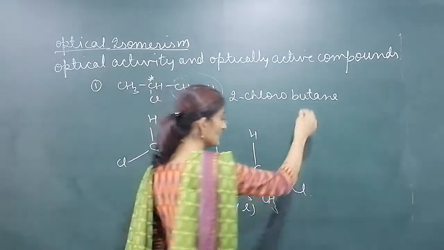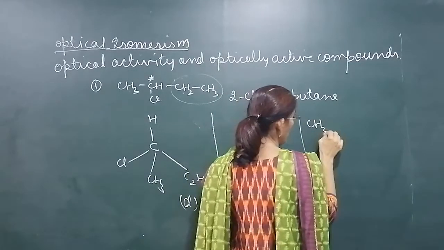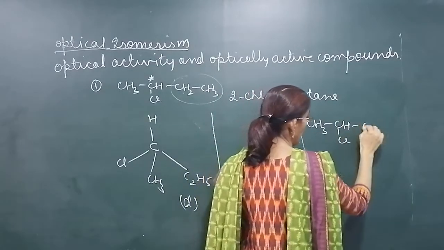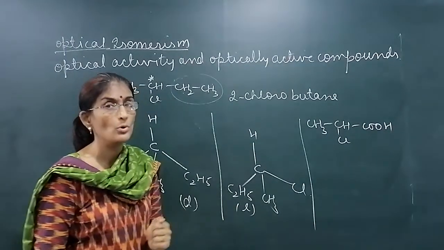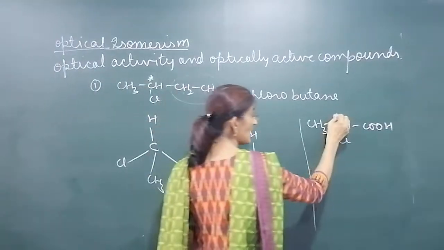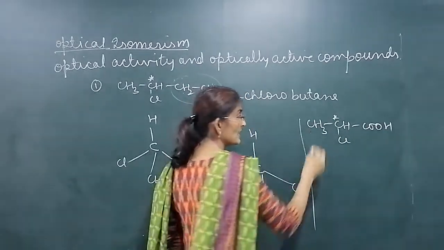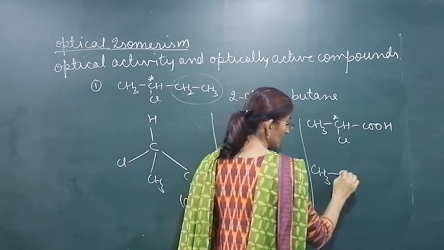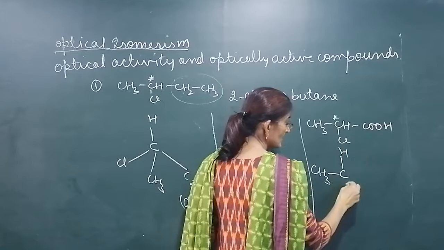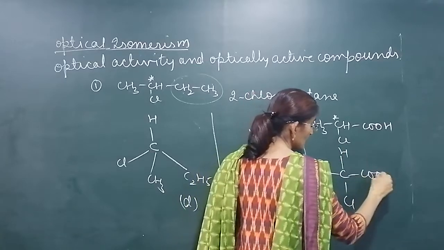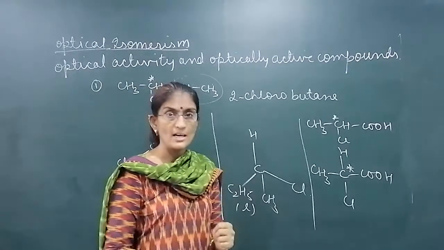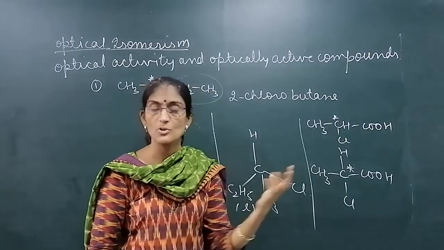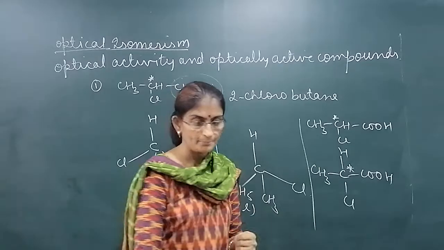Okay, second example, 2-chloropropanoic acid. It is optically active. How do we know? All the 4 valencies to this carbon are different. One is methyl, another one is hydrogen, next is chloro, and here it is COOH. This is a chiral carbon. And the compound has a chiral carbon. It is optically active because it shows asymmetry.